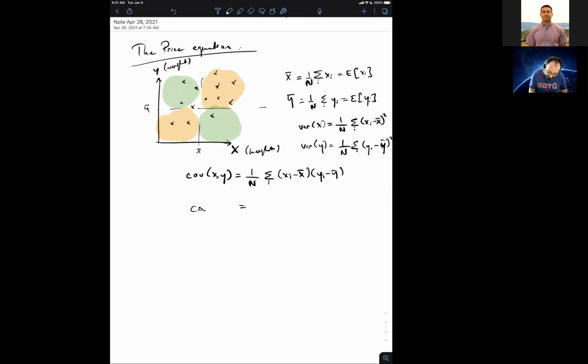So then the covariance of X and Y, you can write it as the expectation of xi minus the mean of X, times yi minus the mean of Y, or the population average of this.